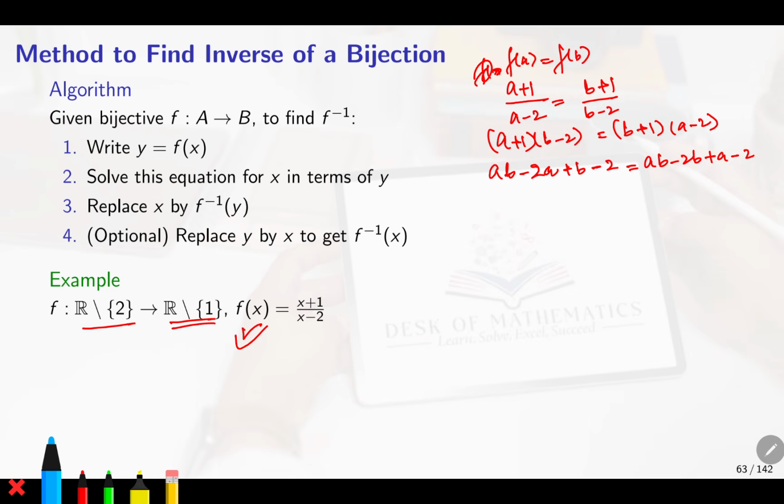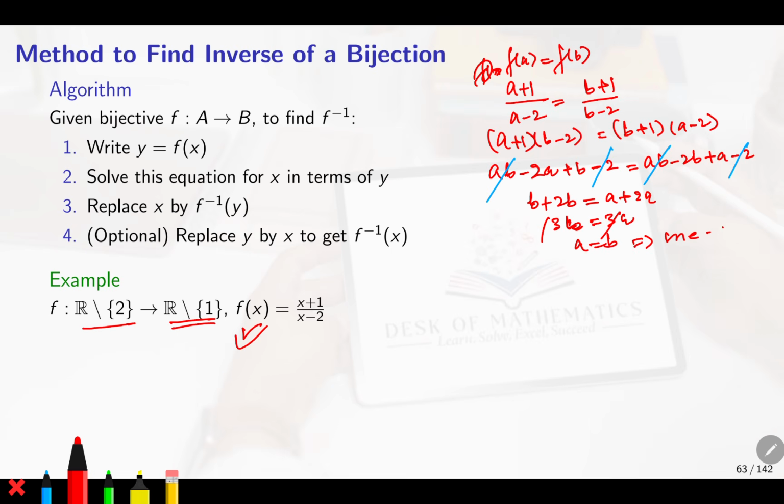Now we can cancel minus 2 and minus 2, and ab and ab. Now take a on one side and b on the other side. So you will get b plus 2b and here a plus 2a. So 3b is equal to 3a, so a is equal to b, so that means it is 1 to 1. Okay, now check the onto.